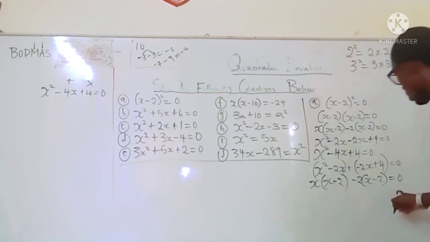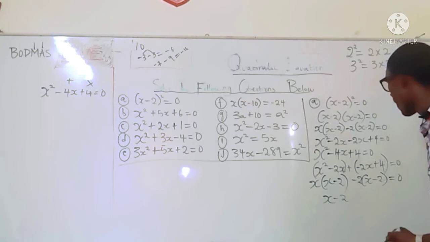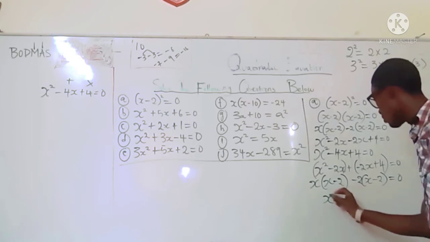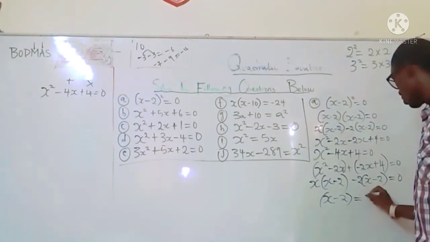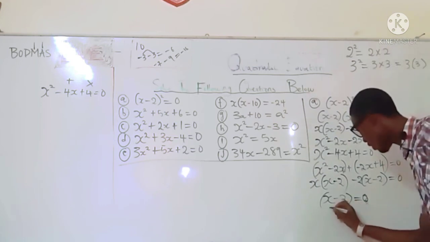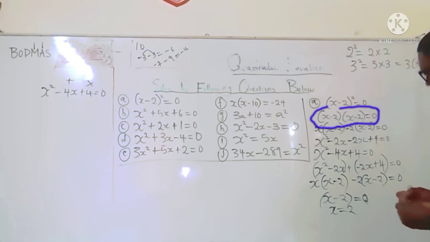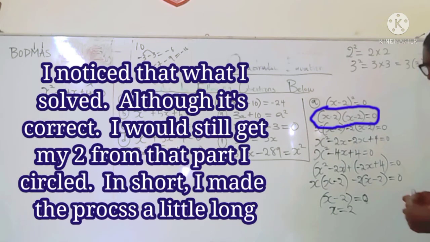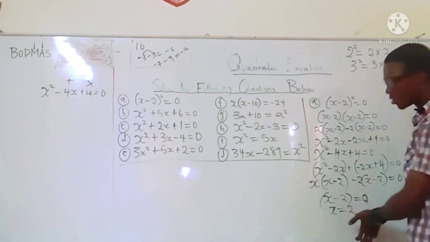Next step we're going to take is we have to write x minus 2. X minus 2 then equals 0. Getting x minus 2 equals 0. Next step will be our x equals 2. So that is just it for now.